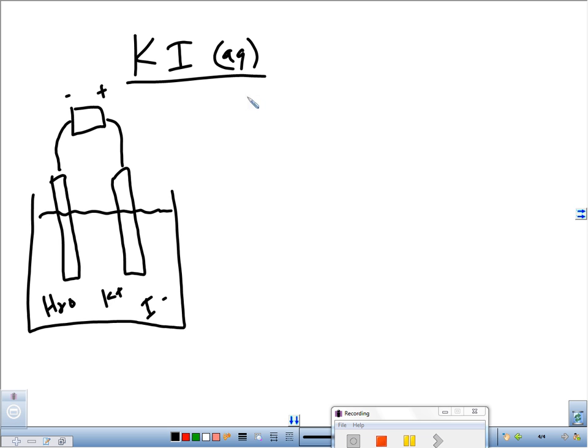And you might say, this would be awesome. I've got this KI in solution right now. We're going to make potassium metal and water. This is going to be crazy and explosive and amazing all at the same time. Unfortunately, it's not going to happen that way. Let's talk about why. Okay, let's talk about the reduction part of this.